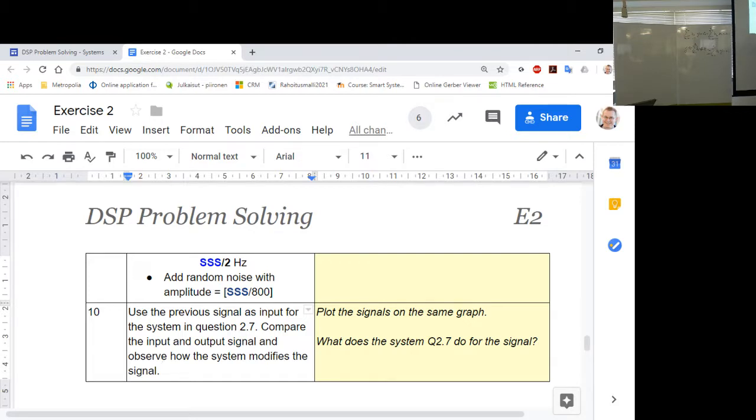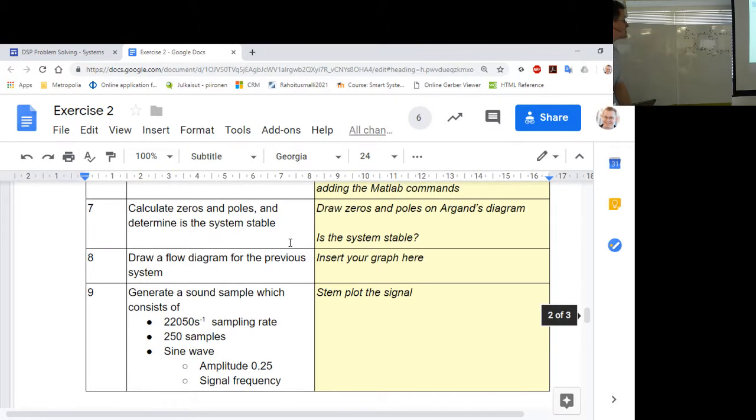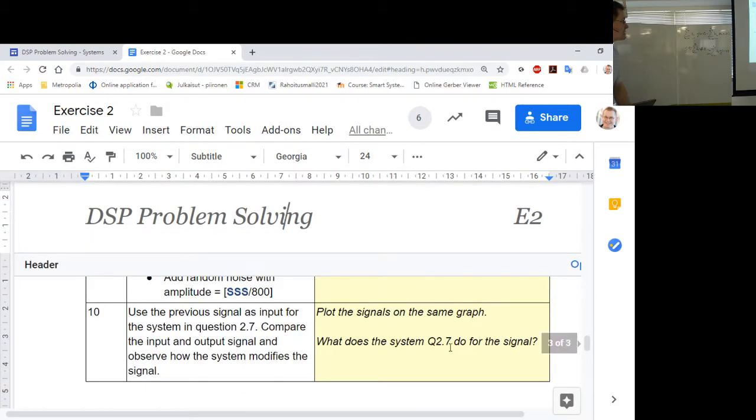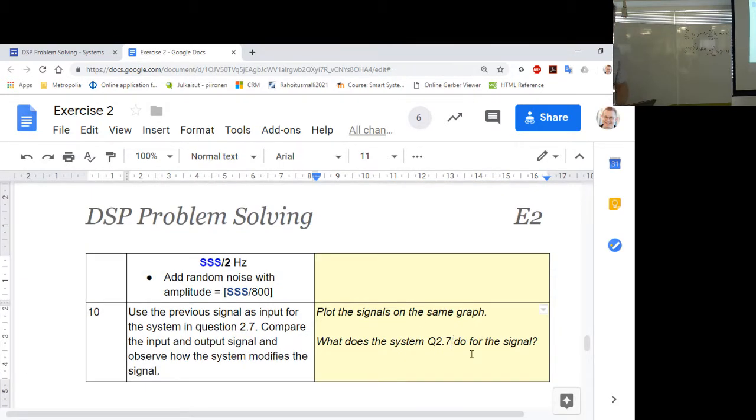Okay, a little bit of practical stuff here. This is actually, let me see, 2.7. Actually, it's 2.5. Sorry about that. Question 2.5.